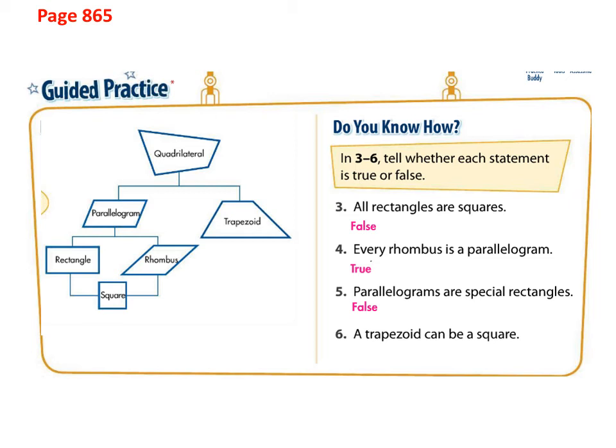A trapezoid can be a square. Use the family tree. Is the trapezoid below the square? No. So a trapezoid cannot be a square. So question 6, false.